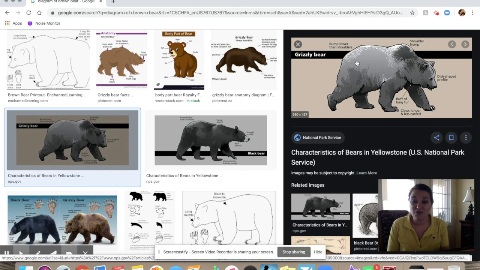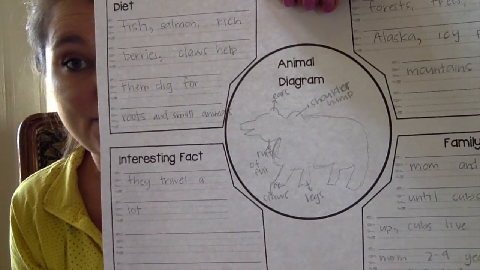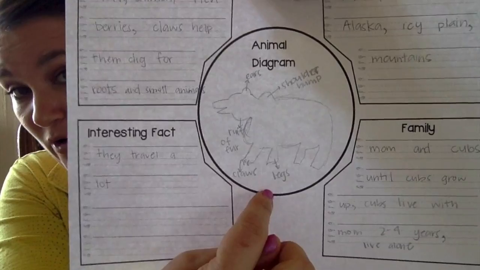So I'm going to use this to help me draw a diagram. I'm going to do it on my organizer in pencil. And then when I get to my book, I'm going to do it on a blank page, and I'm going to do that one detailed in crayon. Here is my pencil diagram of the brown bear that I put on the middle of my organizer.